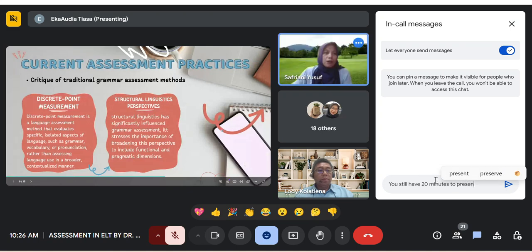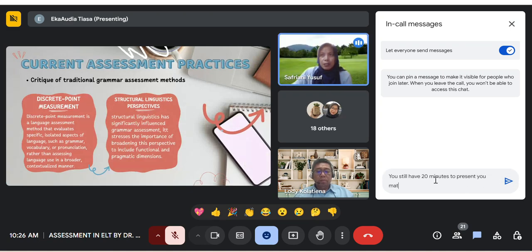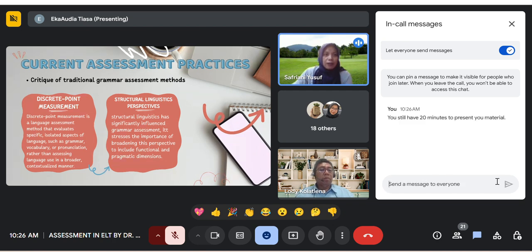Now, let's come up with the current assessment practices in grammar. Let me see the slide. The first is critique of traditional grammar assessment methods. I'm going to go a little bit brief.